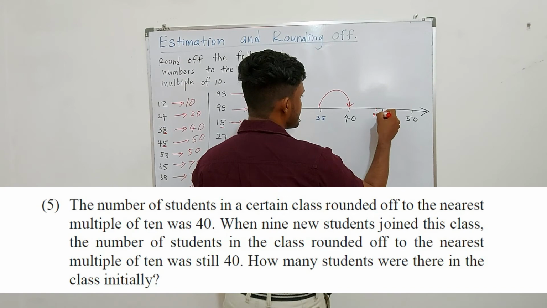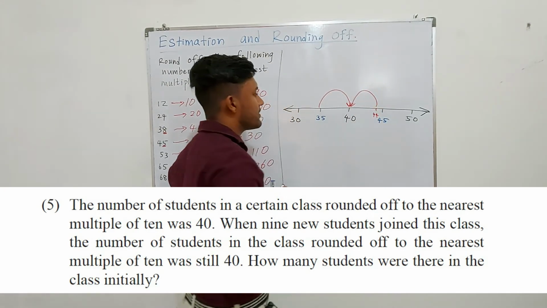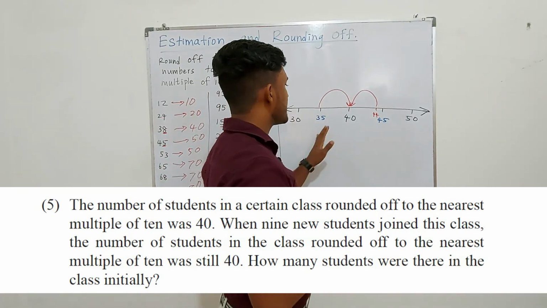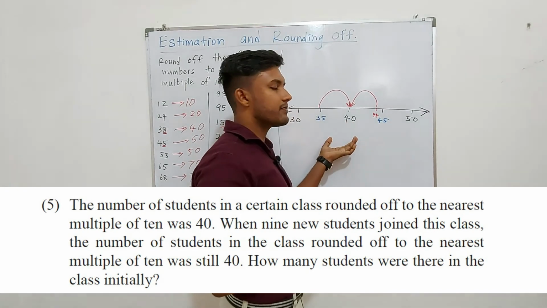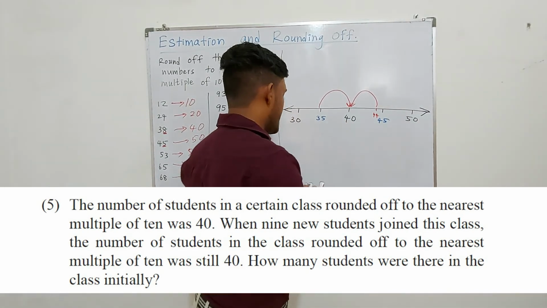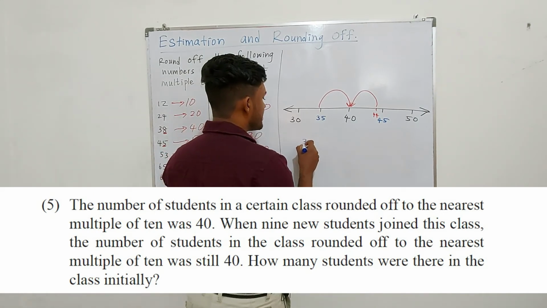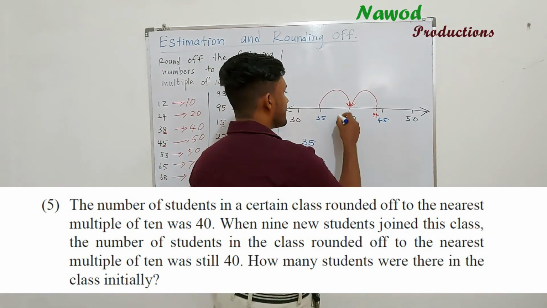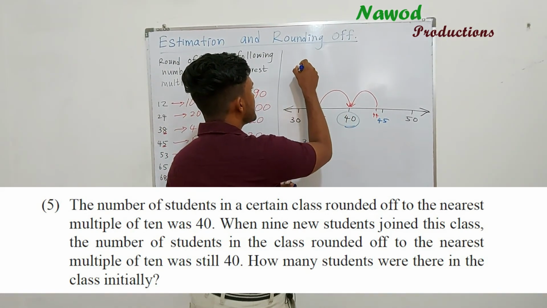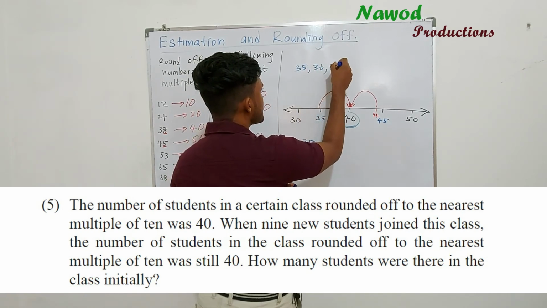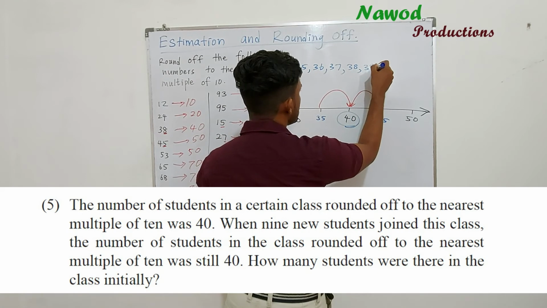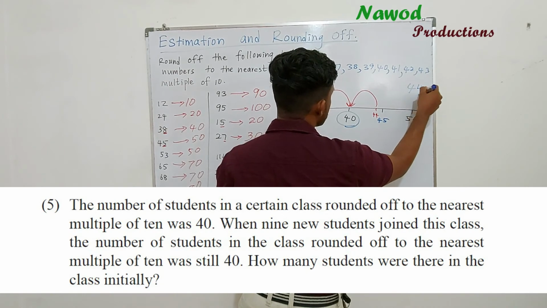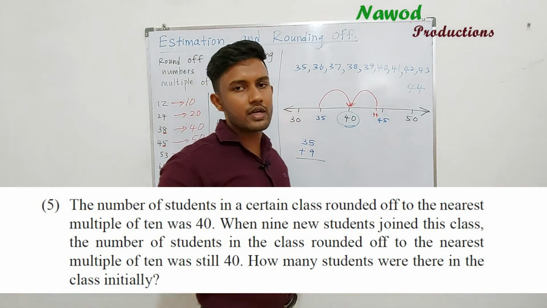Then 44 is the maximum value that they can have for 40. Then dear students, when 9 students are added, still the rounded off value is 40. That means it can be 35. If it was 35 students, 35 plus 9, what is the answer? Then to be 40, what are the values that can be? 35, 36, 37, 38, 39, 40, 41, 42, 43, 44. Those values can be the number of students in the class.